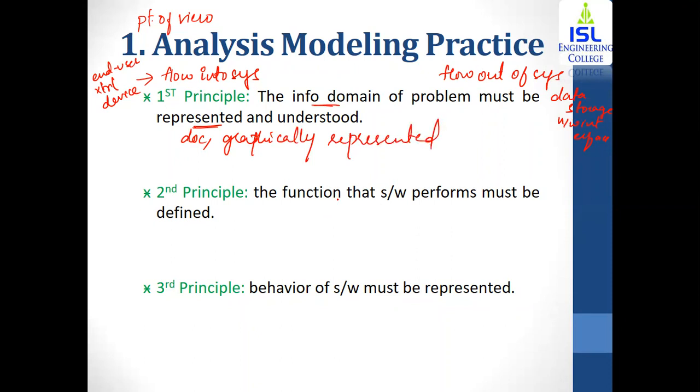Coming on to the second principle, it states that the functions that the software performs must be defined. Here, software functions provide direct benefit to the end user. That is, you're going to have all the internal supports, that is the internal features and the external features. These functions should be defined at their levels of abstraction. Now, if you remember, what is the level of abstraction? Level of abstraction means the level of detail that you're giving.